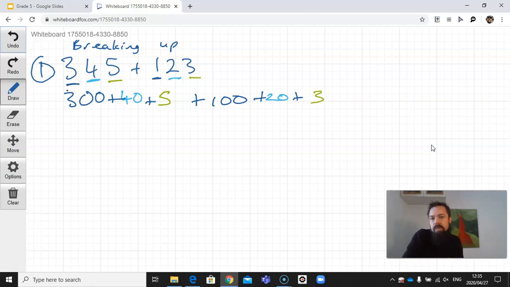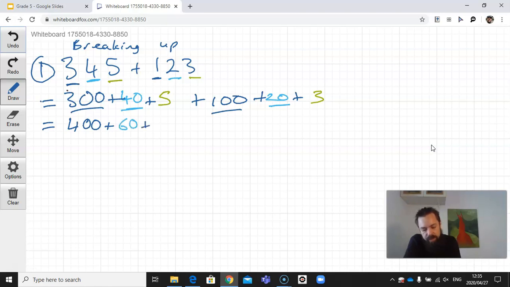So what I'm going to do is I'm going to add the pieces that are the same. So I'm going to start off by adding my 100s. So 100 plus 300 is 400. Now I'm going to add my 10s. 40 plus 20 is 60. I'm going to add my units. 3 plus 5 is 8. Now I'll put them all together. And my answer is 468.